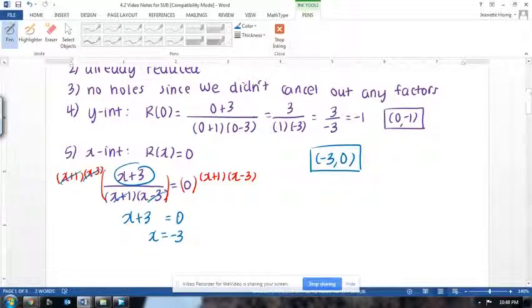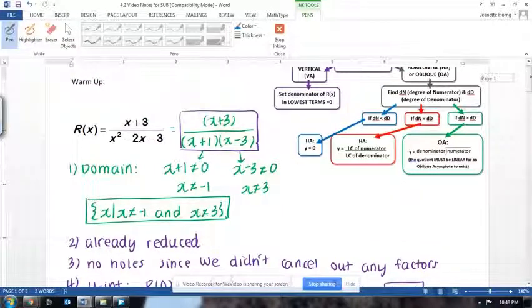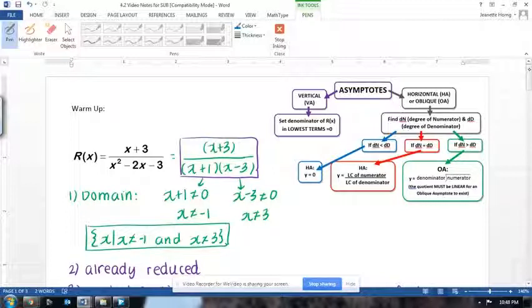Let's move on to item number 6. Item number 6 is finding the asymptotes. So there are several asymptotes I have to think about. First, I'm going to think about vertical asymptotes, and then I'm going to think about if it has a horizontal or oblique asymptote. So I'm going to look back at this little flow chart that we have.